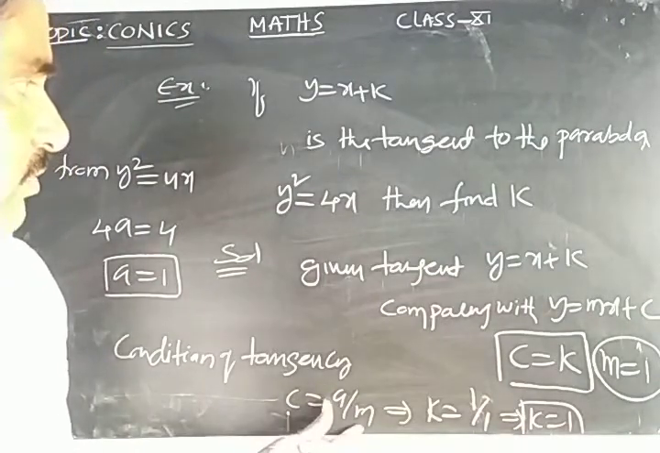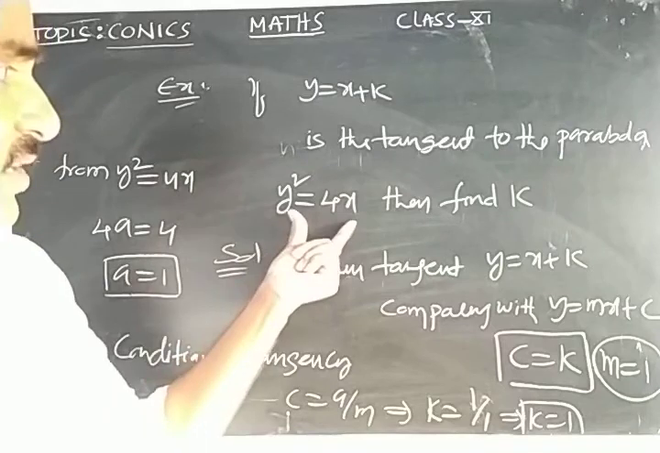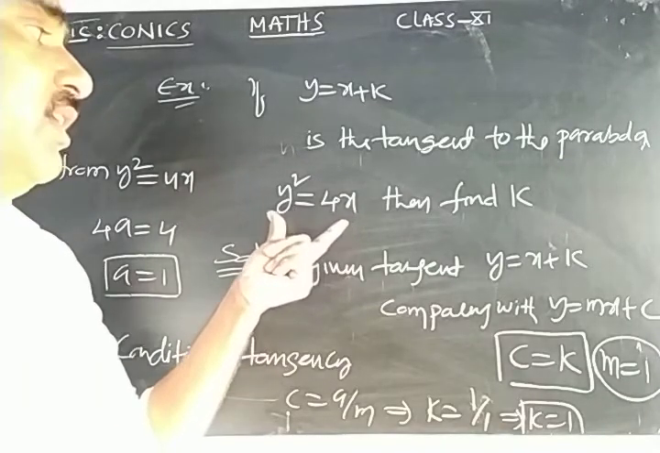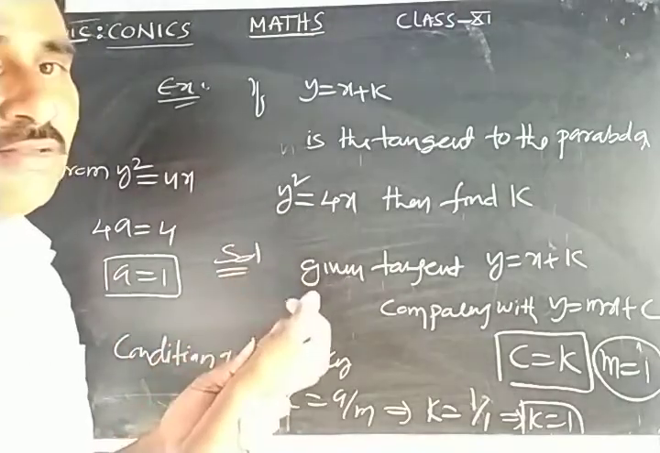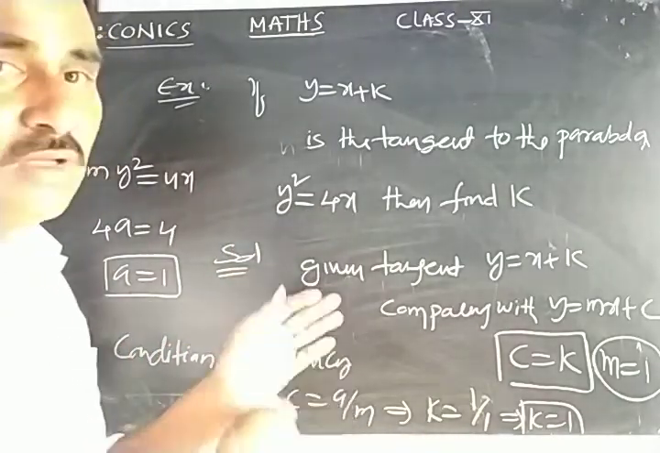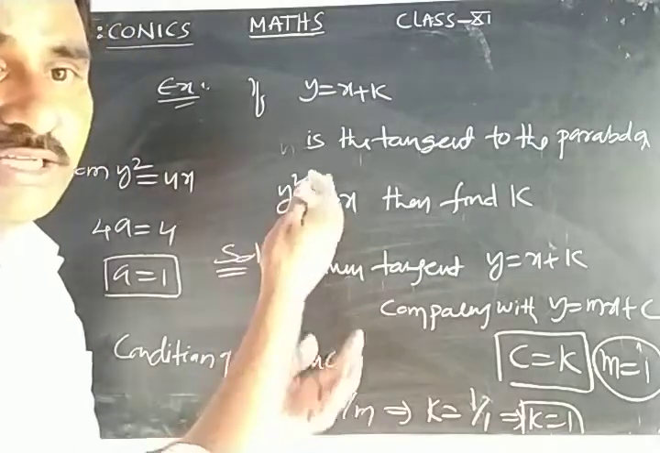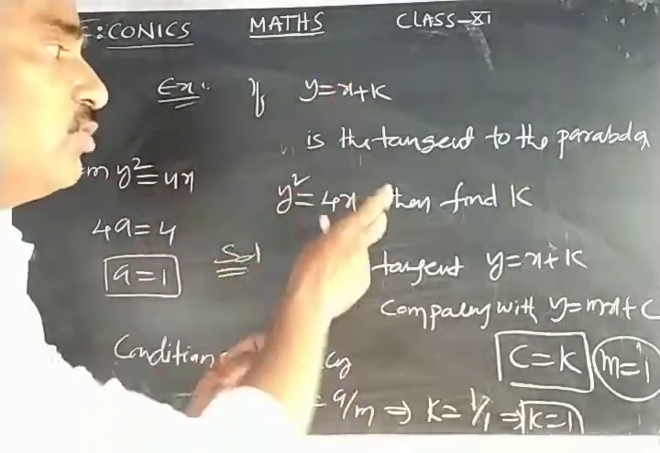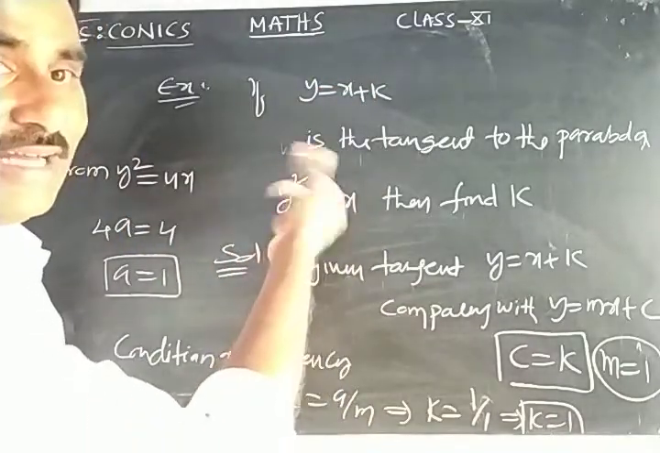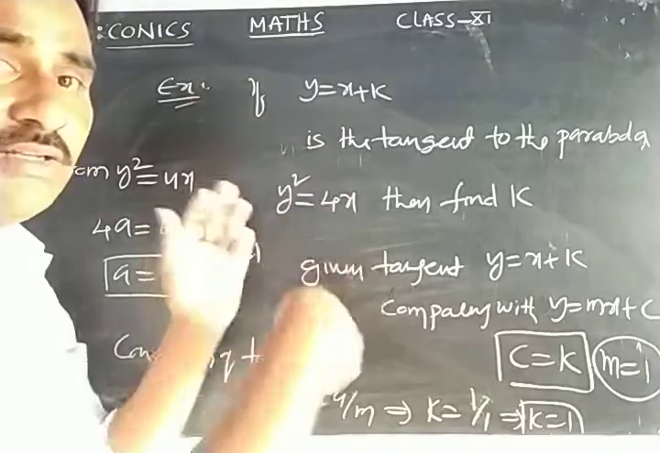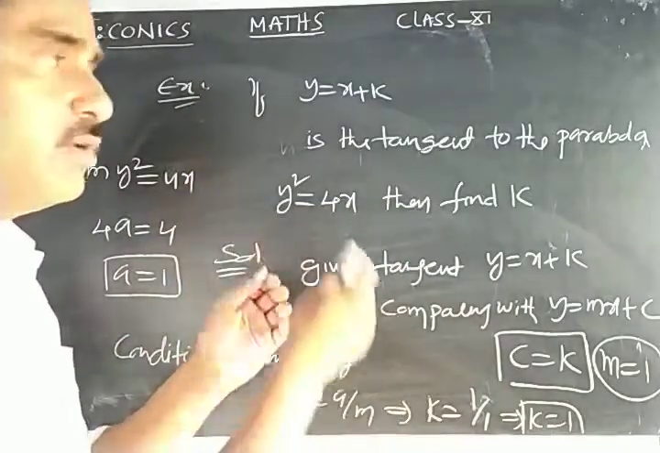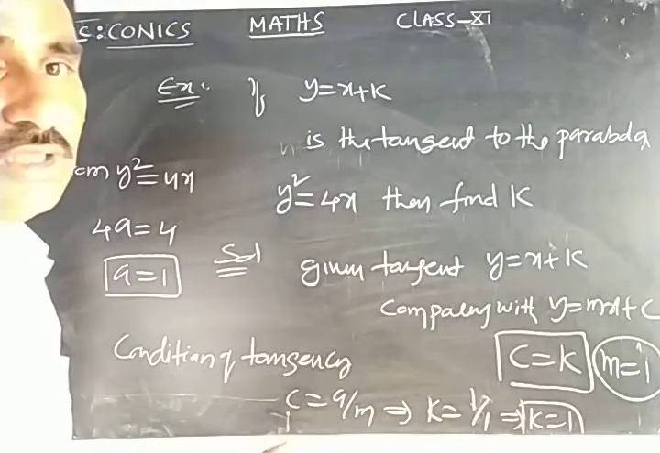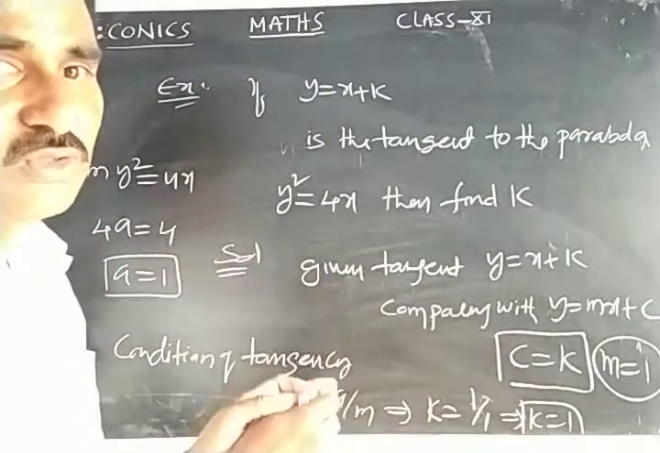Okay. And c equal to a by m is the condition for the standard parabola y square equal to 4ax only. If it is x square equal to 4ay, then how to find the k value? How I derived the condition of tangency, the same procedure you have to apply. If another type of parabola is given, then use that procedure. If this standard parabola is given, then you can directly use this condition. Okay, it is better to use that procedure only.